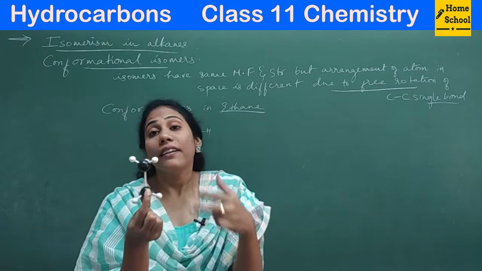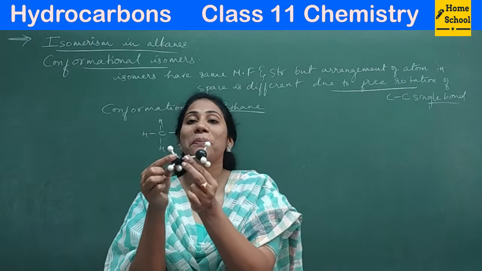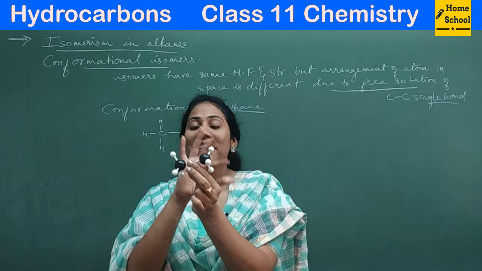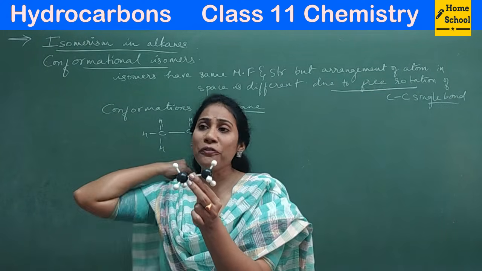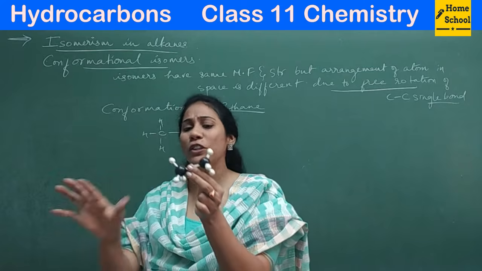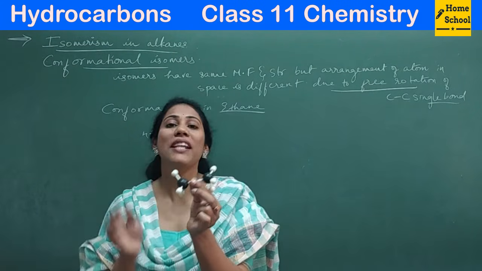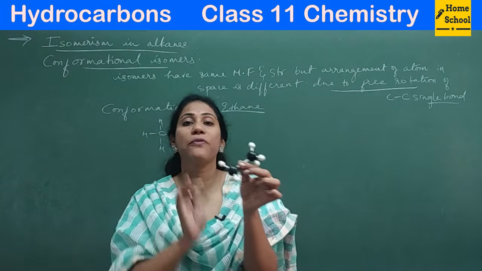Like that, hundreds of conformational isomers are possible in case of alkane. Okay, so this is ethane. Here hundreds of isomers are actually possible, guys. So we don't have names for all those conformational isomers, but two conformational isomers are very important to study. We have given names for them.